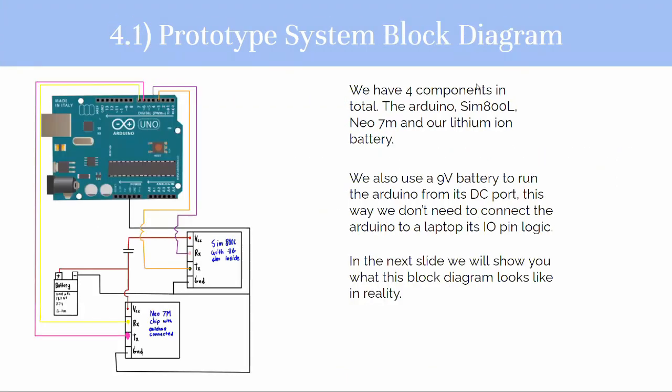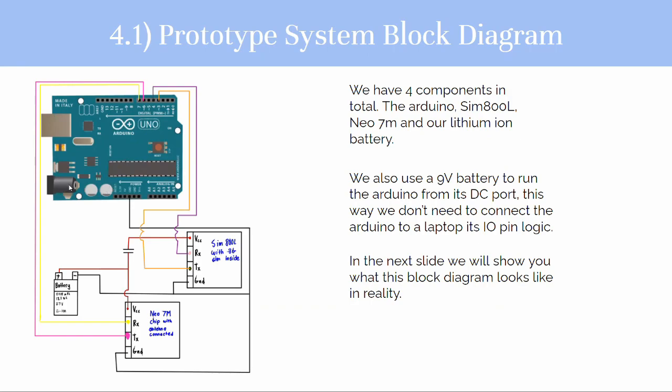Hi, my name is Ali. This is the prototype system block diagram for the hardware. As you can see, we've got the Arduino Uno, the SIM 800L, the Neo 7M, and our lithium-ion battery. From the Arduino, we can see that we can either plug it into the laptop or plug it into a DC battery, a 9-volt battery.